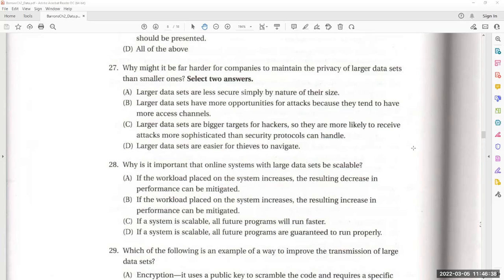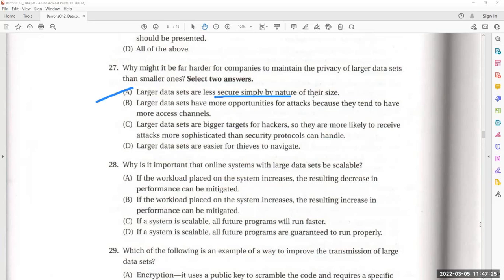So is A correct or wrong? Large data sets are less secure simply by the size. It's bigger, so it's not secure. A is correct or wrong? Peter, A is correct or wrong? A is wrong.